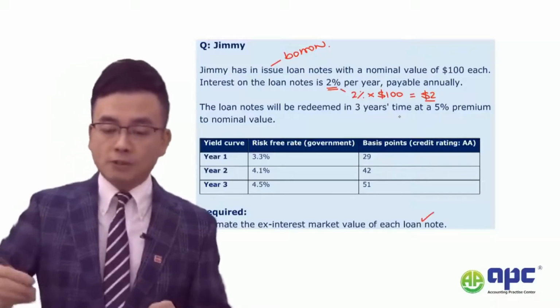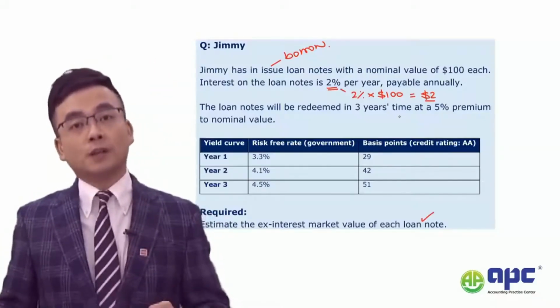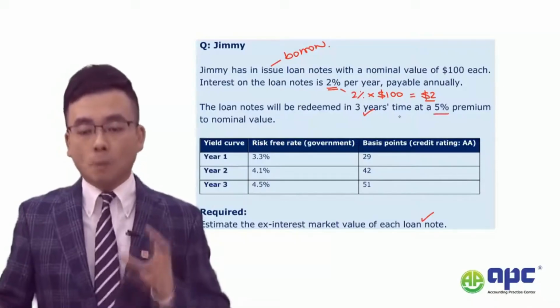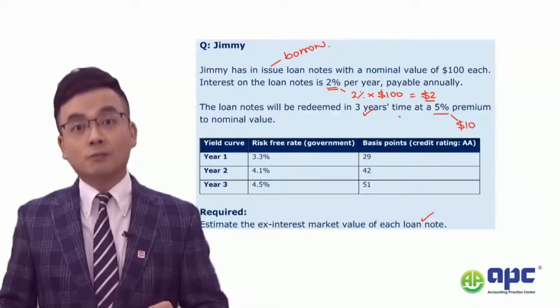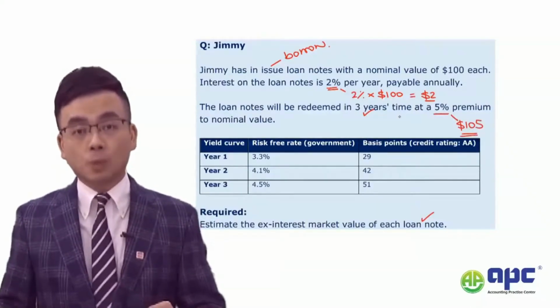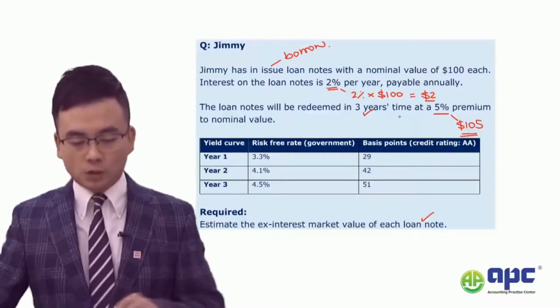The loan note will be redeemed in 3 years' time at a 5% premium to the nominal value. So Jimmy will pay me back 100 plus 5%, which means 105 at the end of the 3rd year. And these will be the cash flows. Alright, so let me slot them in.